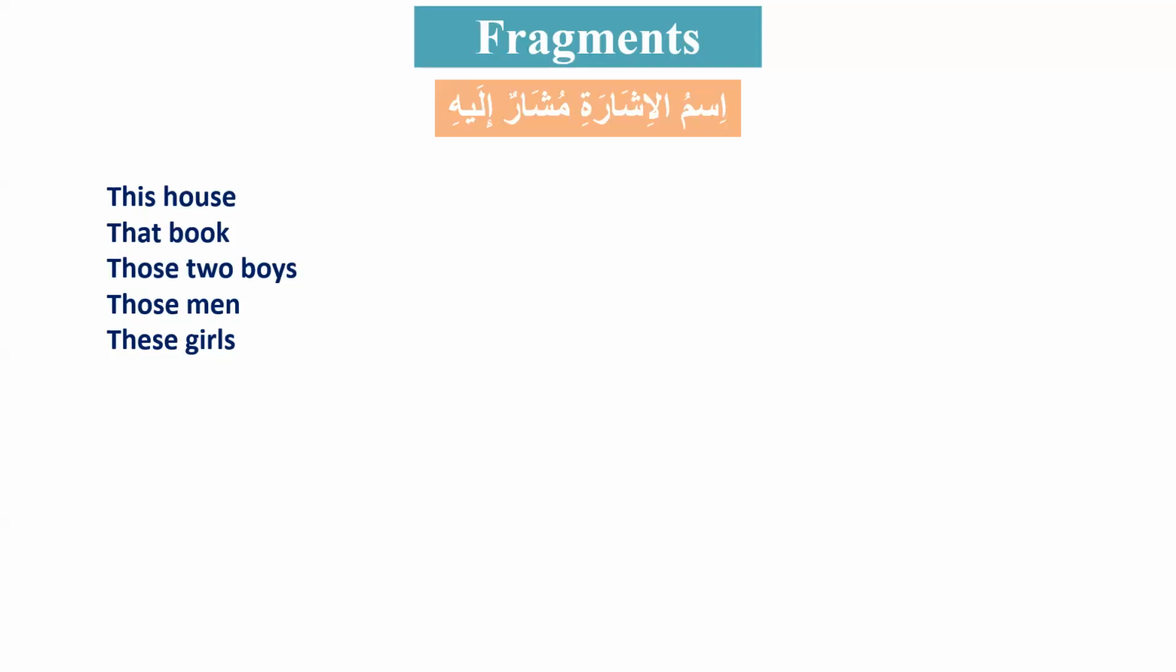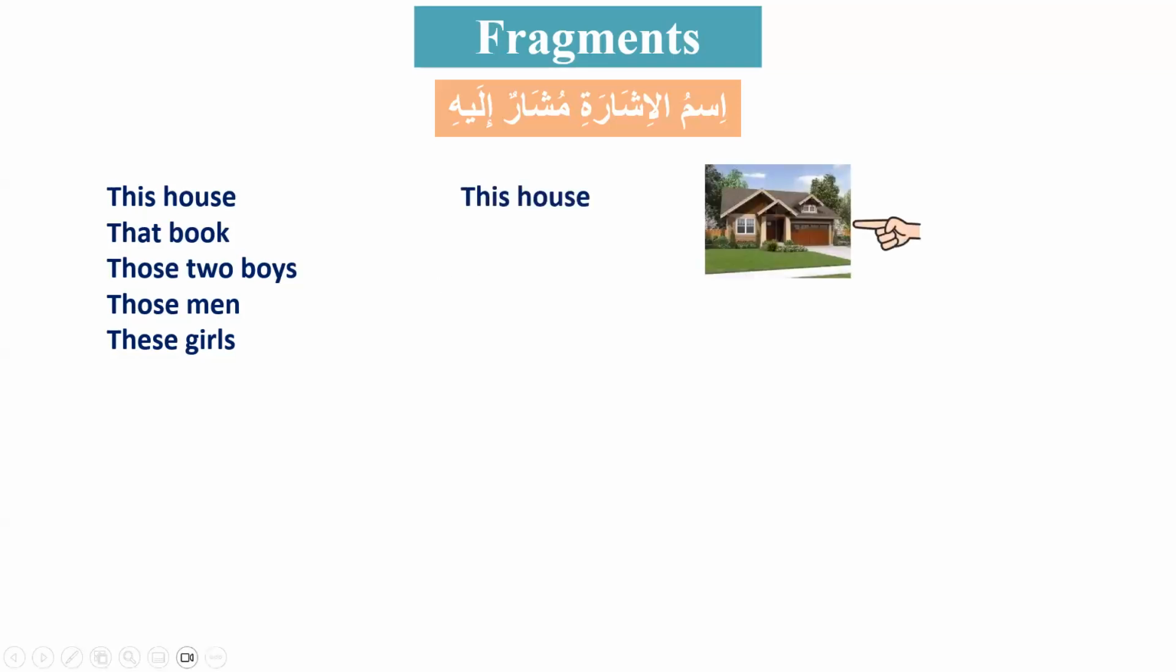What about the second word? It's musharun ilayh. That's the one that is being pointed at. The first word is the pointer, and the second one is the one which is being pointed at. So this is why the first one is ismul ishara, and the one that is being pointed at is called musharun ilayhi, as Daniel told us. This house. This is ismul ishara. Musharun ilayhi is house.